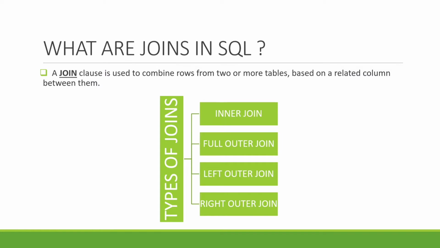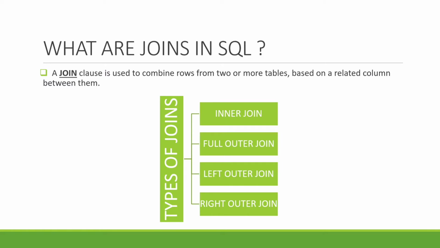It says a join clause is used to combine rows from two or more tables based on a related column between them. So whenever we use a join to write a query, it fetches us data from two different tables, or maybe more than two tables, right? These joins are used as a way to find data from different tables. And how do they join themselves? They join based upon a column that has some related values in both these tables.